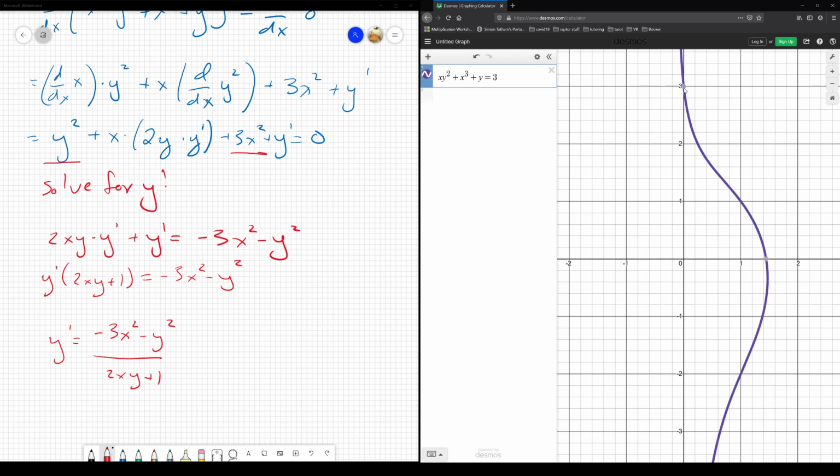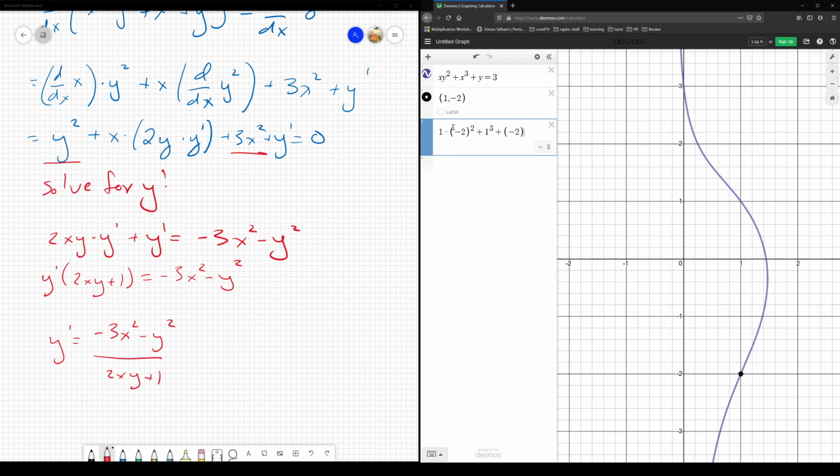Alright, so now in order to test that out, I'm going to look over here at some points on the graph. So this goes to the point 0,3, but it also goes to the point, let's see, does that go to the point? It looks like it goes to the point 1 comma 2. I mean 1 comma negative 2, of course. Well, we can check that out. If I do 1 times negative 2 squared plus 1 to the third plus negative 2, I do in fact get 3. So I plugged x equals 1 and y equals negative 2 into the equation up there.